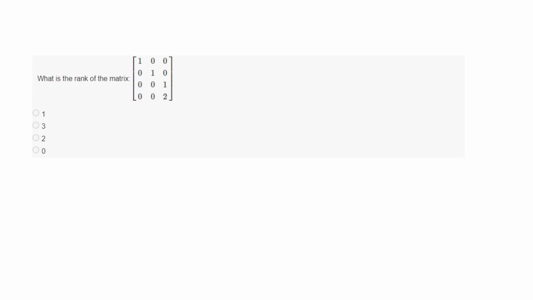So rank is a basic. If you know matrices, you should know the rank of a matrix. So yeah, I'll give you 2 minutes to solve this question.